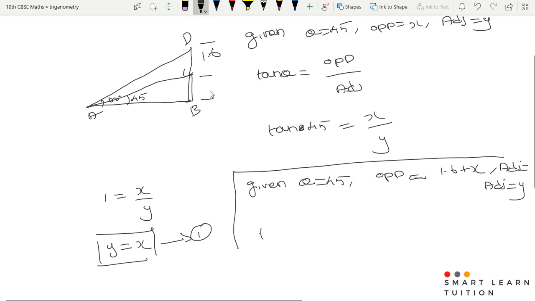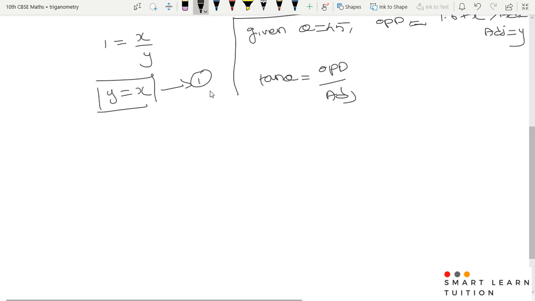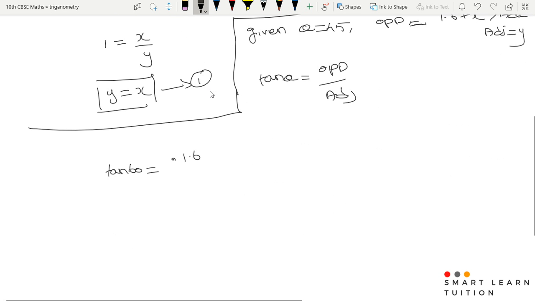Again we use tan theta, which equals opposite by adjacent. Here theta is 60. So tan 60 equals the opposite value, 1.6 plus x, divided by y. Now the value of tan 60 is root 3, so root 3 equals 1.6 plus x by y.